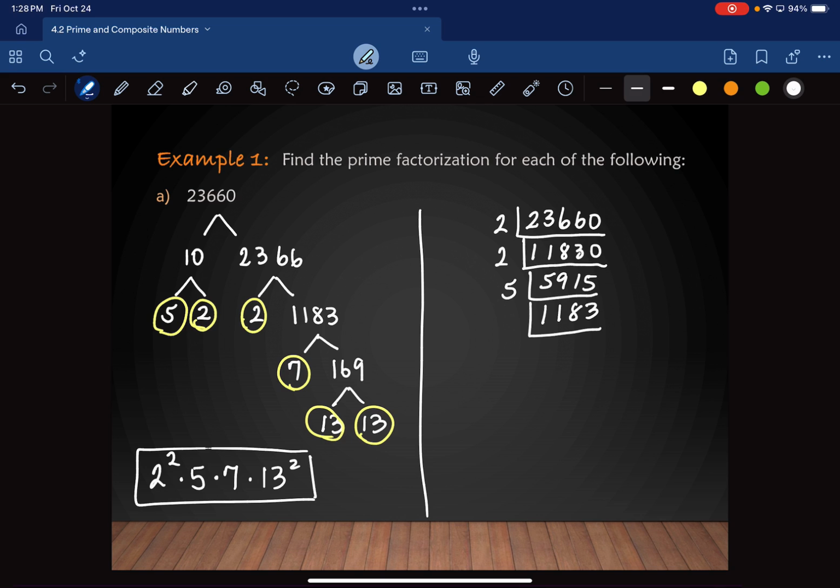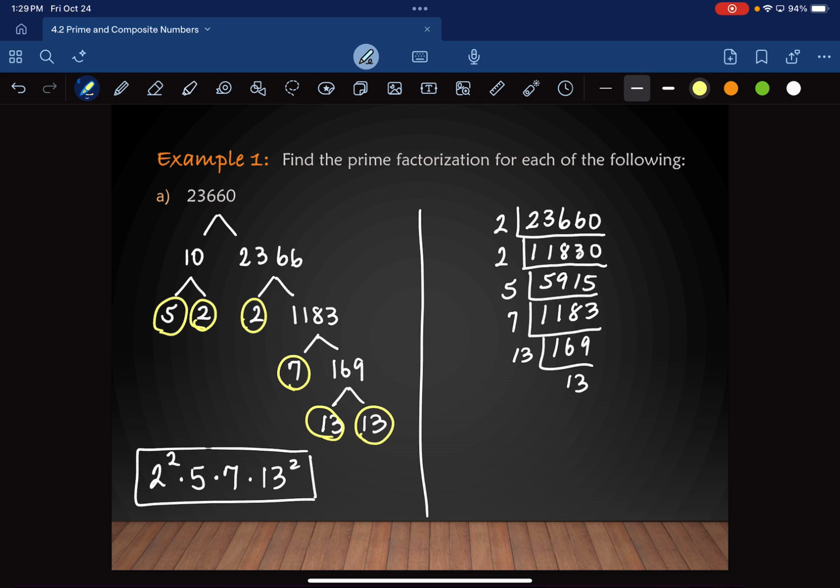Does this divide by 5? Because that's what I just divided by. No. So the next prime number would be 7. 1183. We know it divides by 7 because we saw it just a minute ago. It gave us 169. We'd do the same thing again. We'd say 169, try divide by 7. It won't work. The next prime's 11. It doesn't work. The next prime's 13. It does. Like this.